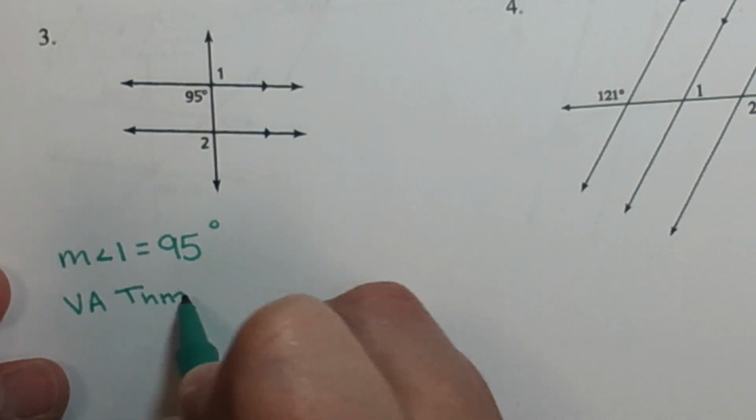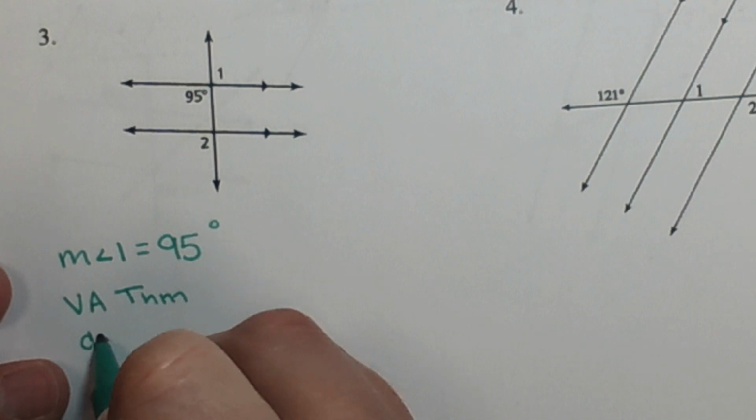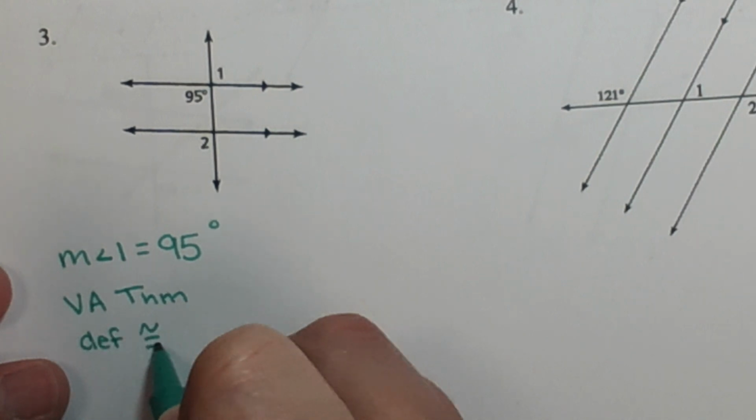Now the theorem says they are congruent, which means we also used the definition of congruent.